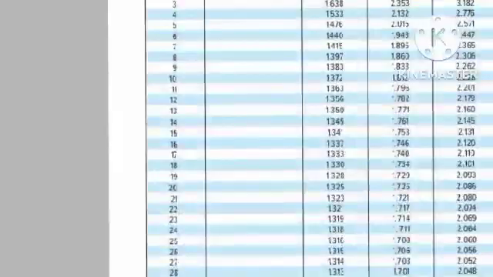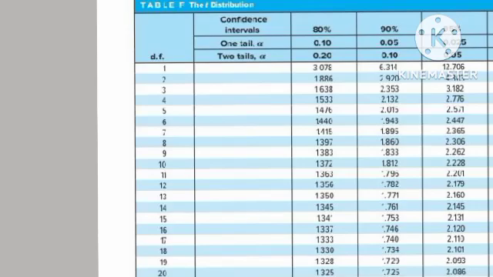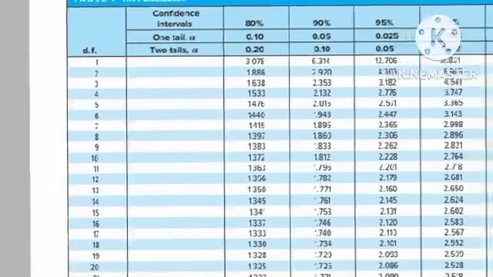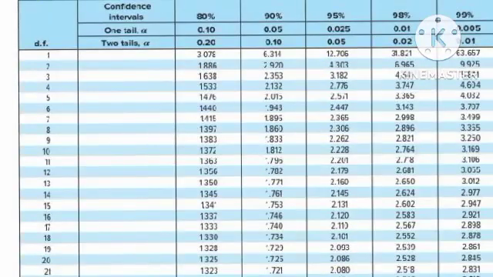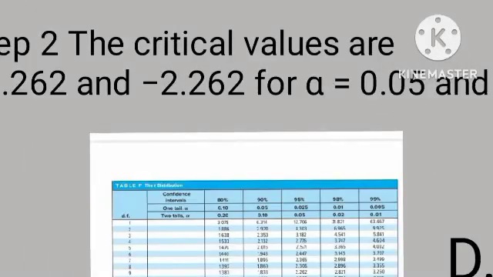First, we look at our degrees of freedom, 9, and the confidence interval is two-tailed, and our alpha is 0.05. Two-tailed means negative and positive. Our critical values are positive 2.262 and negative 2.262.